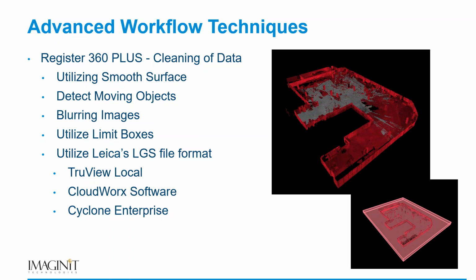Now, last on the whole Register 360 part is working with specific file types. Register 360 is going to allow us to take out to many different file types. The best is the LGS file. Now people go, yeah, Jeff, you're saying that because you guys are a reseller. Yeah, well, that's one reason, but the real reason is because I really do believe in that file type. We've proven it time after time.